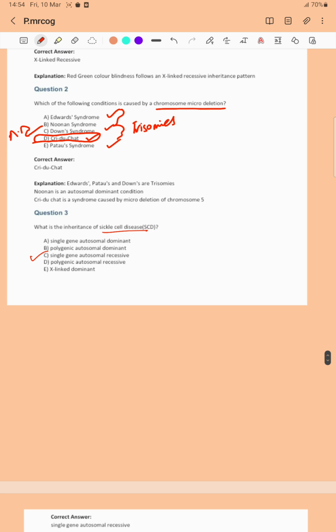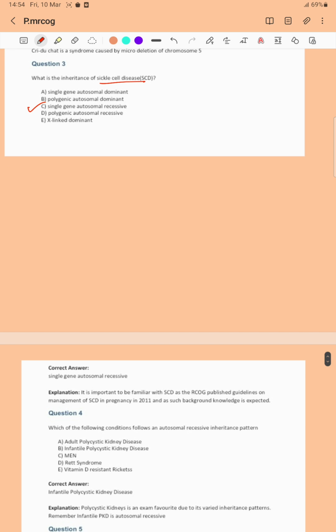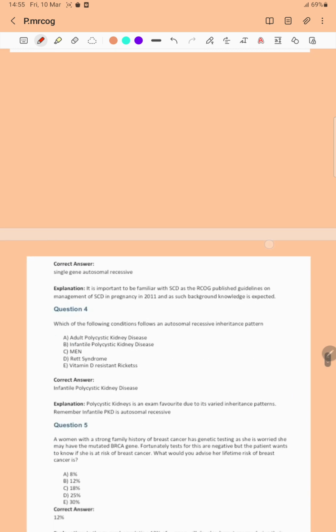Which of the following conditions is caused by a chromosome microdeletion? Edwards syndrome, Down syndrome, and Patau syndrome are all trisomies, and Noonan syndrome is autosomal dominant. It's cri-du-chat, which is because of a chromosome microdeletion. Question number three, what is the inheritance of sickle cell disease? The inheritance of sickle cell disease is autosomal recessive.